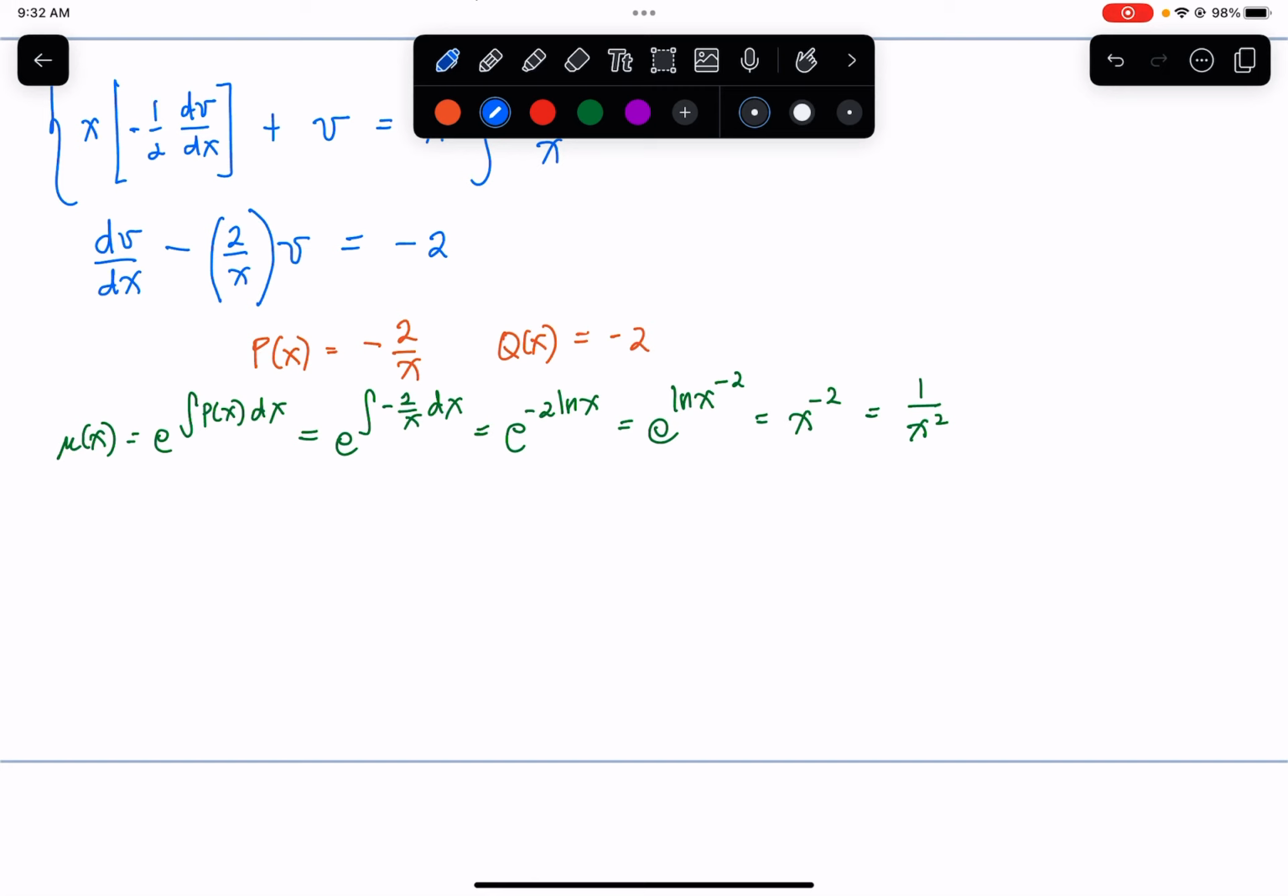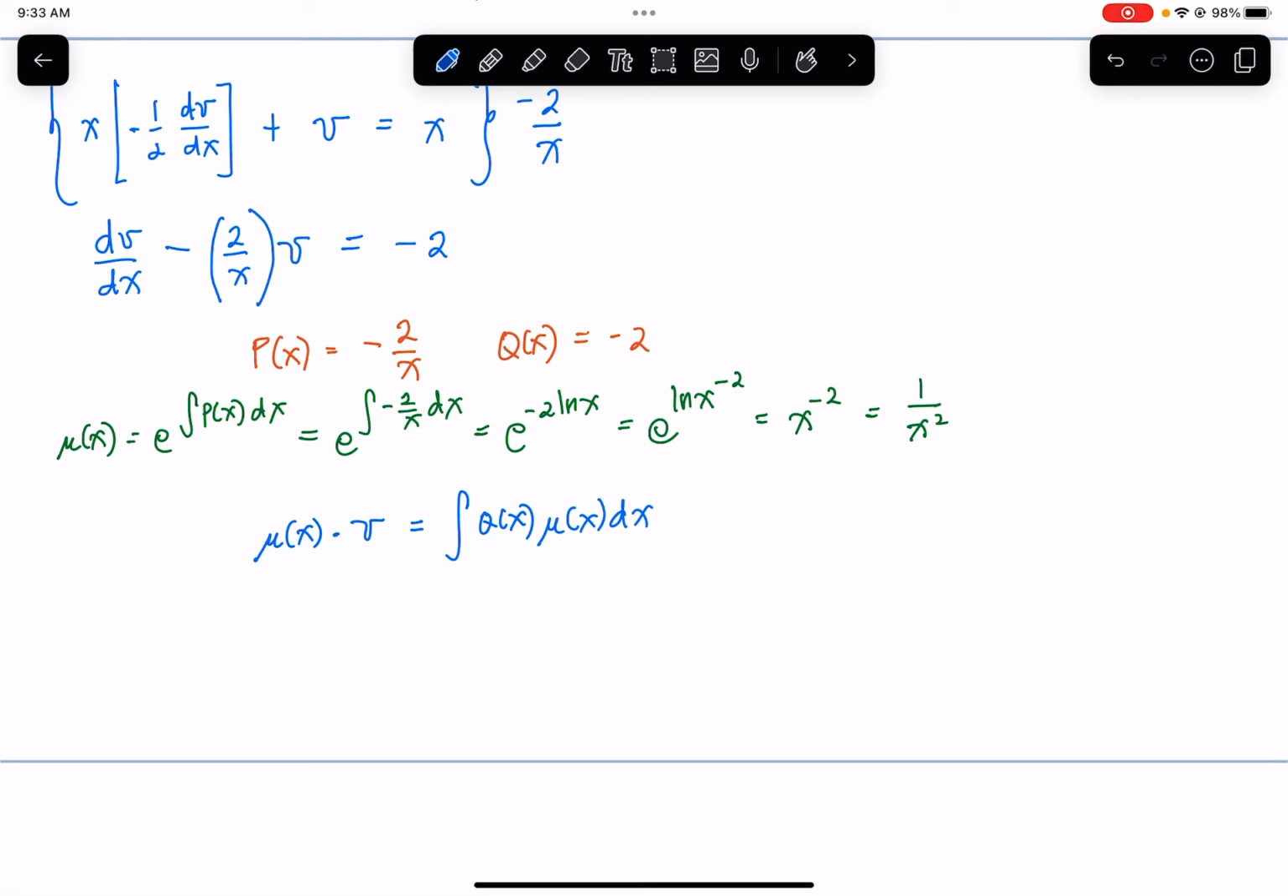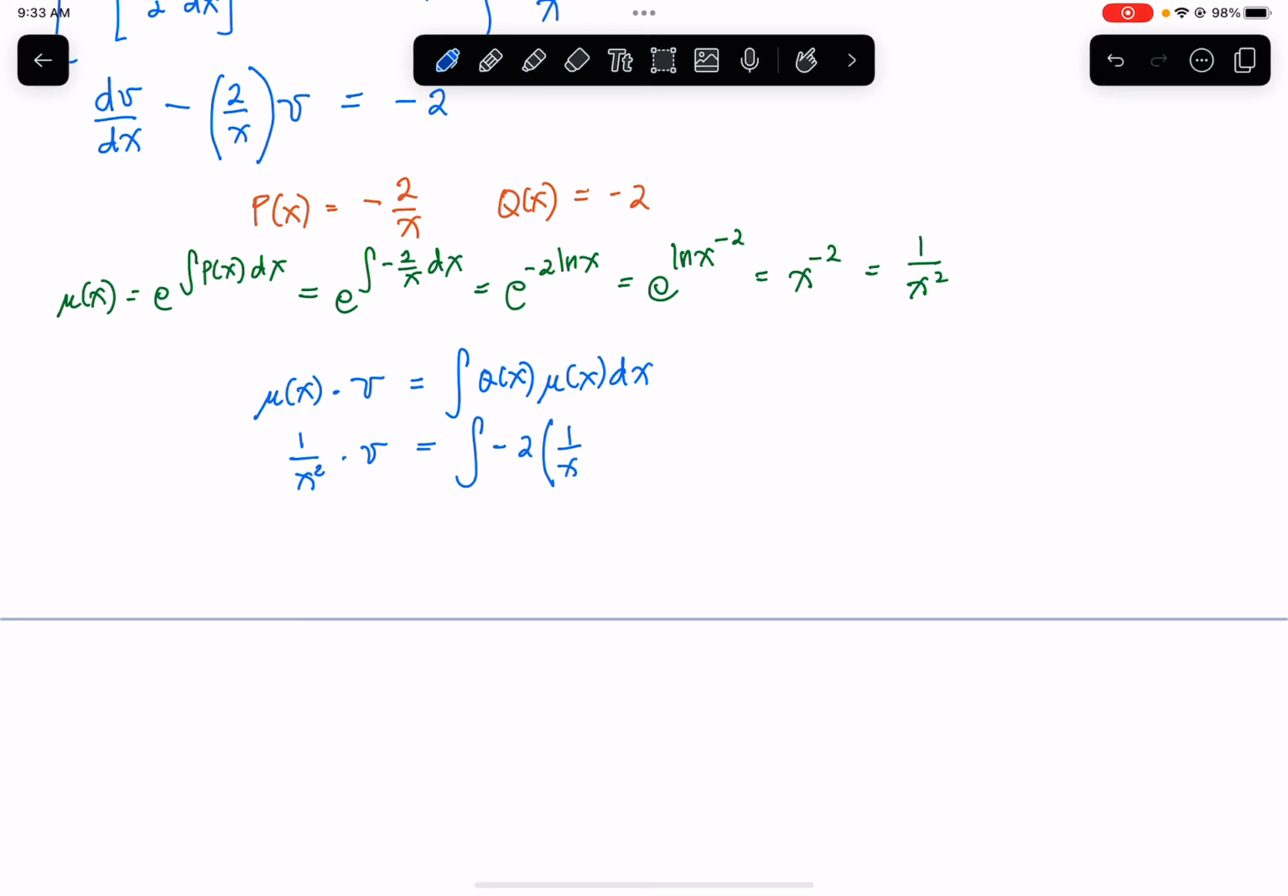And now we can proceed with the general solution. So the formula would be our integrating factor multiplied to where it is linear. So this time around, since we transformed it to be an equation which is linear in v, we will be multiplying it with v. Then that is equal to the integral of q of x, mu of x, dx. So our mu of x is 1 over x squared. Then multiply it with v. Our q of x is negative 2. Our mu of x is dx.